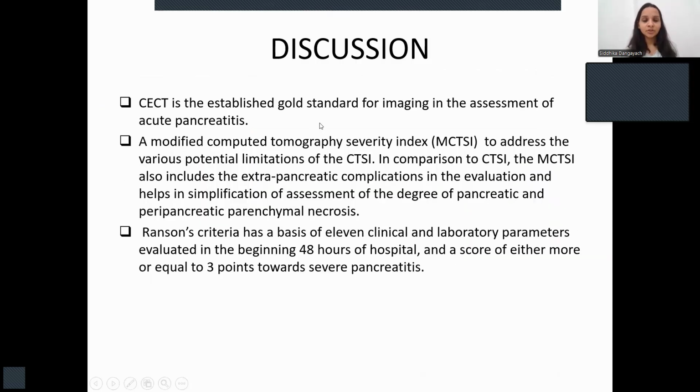Discussion. CECT is the established gold standard for imaging in the assessment of acute pancreatitis. The modified CT severity index was developed to address the various potential limitations of the CT severity index. In comparison to the CT severity index, the modified index includes extrapancreatic complications in the evaluation and helps in simplification of assessment and the degree of pancreatic and peripancreatic parenchymal necrosis. Ranson's criteria has a basis of 11 clinical and lab parameters evaluated in the first 48 hours of hospitalization, and a score of 3 or more points towards severe pancreatitis.